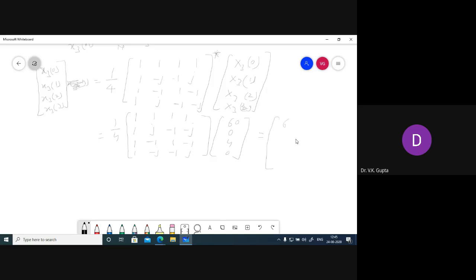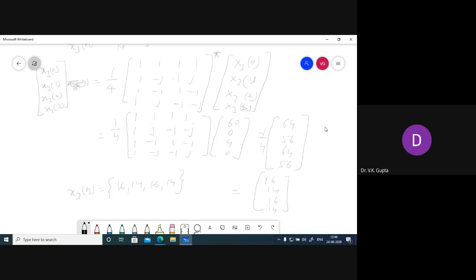This is 60 plus 4, 64. This is 60 plus 0, 56. This is again 60 plus 4, 64. This is 56. 1 by 4 means all the quantities are divided by 4. This is 16, 14, 16, 14. So x3(n) will be 16, 14, 16, 14.